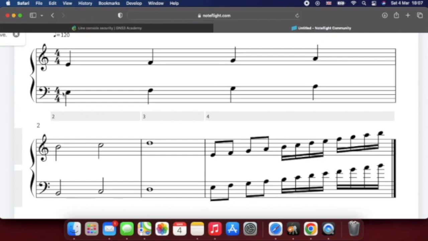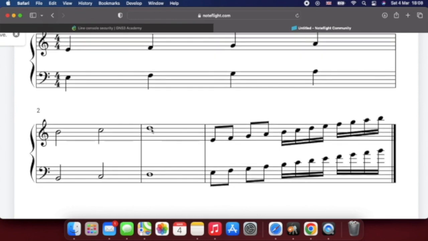So if we were counting, we're in 4/4 time, 4 beats to the bar. If we were counting this bar, we'd go 1, 2, 3, 4, and we'd play a quarter note on each count. If we were playing this bar, we would still count 1, 2, 3, 4, but each note would last for a count of 2. So we would go 1, 2, 3, 4, okay? 1, 2, 3, 4.